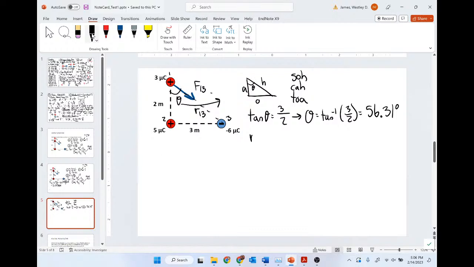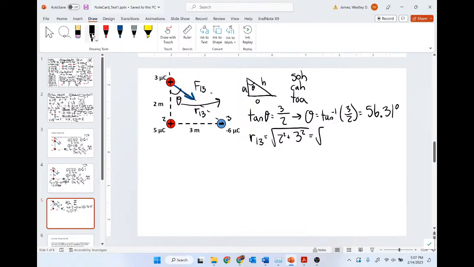How do I get R13? R13 is going to equal the square root of 2 squared plus 3 squared. It is the hypotenuse. A squared plus B squared equals C squared. R13 is the hypotenuse of this triangle. I know the bottom side. I know the left side. So I square those. I add those.